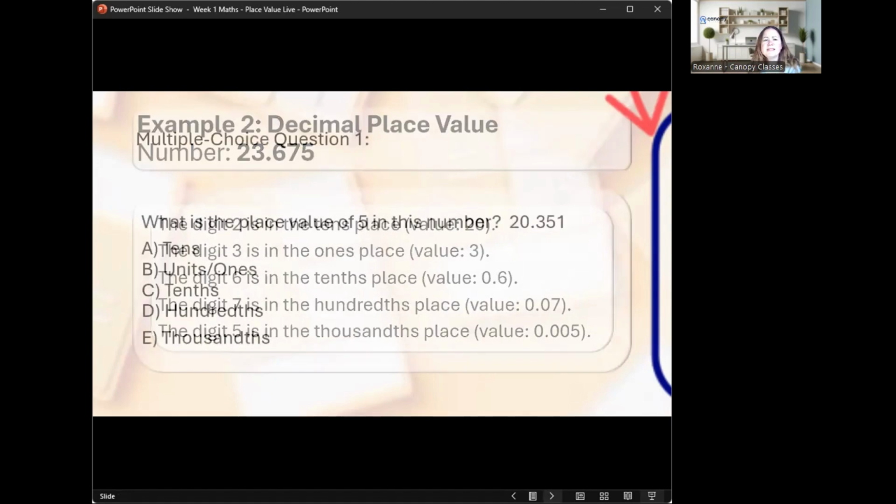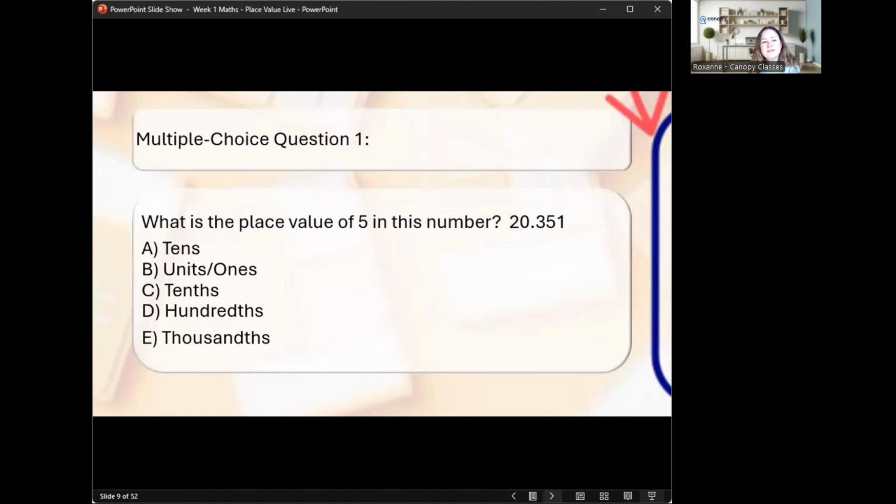Okay, hopefully that makes sense. So here's a multiple choice question for you. I'm going to give you 10 seconds to decide what you think the answer is. Okay, so the 5 is in this position here. We've got tenths, then hundredths. So the correct answer was D. Well done if you got that one right.